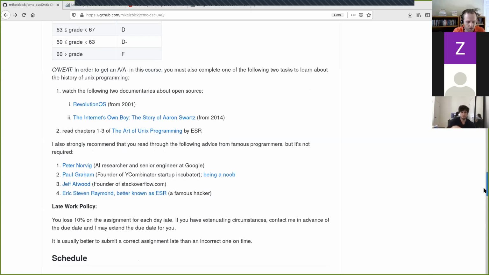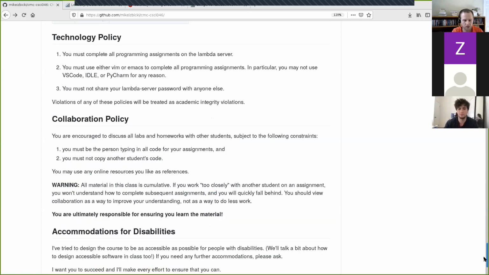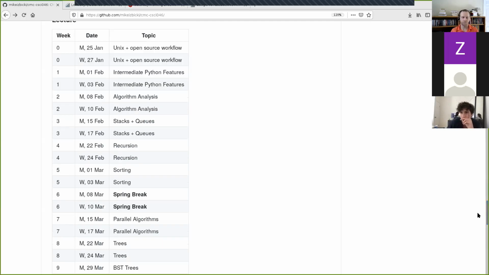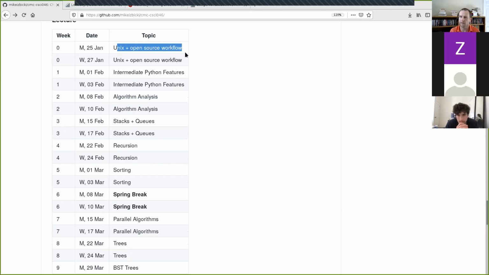Before talking about what the late work policy and the technology and collaboration policy are, we're going to talk a little bit more about the contents of the course and actually get started with some of the contents today. A little later, once we're more familiar with the contents, it'll make sense what those policies are like. In this course, we're going to spend about the first 2 weeks covering this Unix and open source workflow, what it means, and how you actually go through the mechanics of doing this.